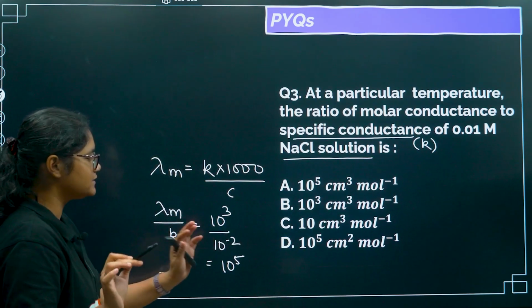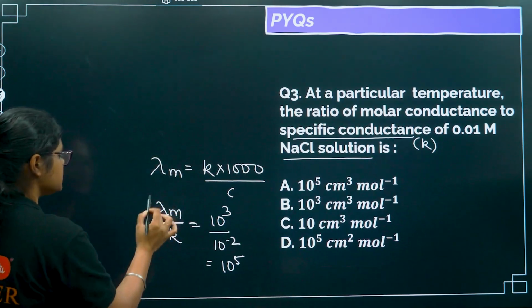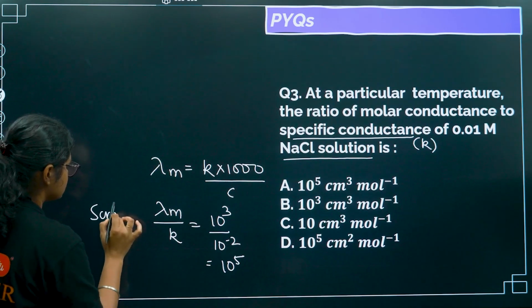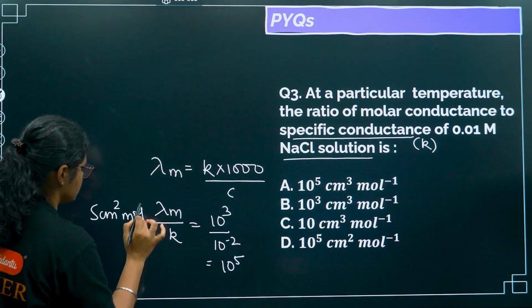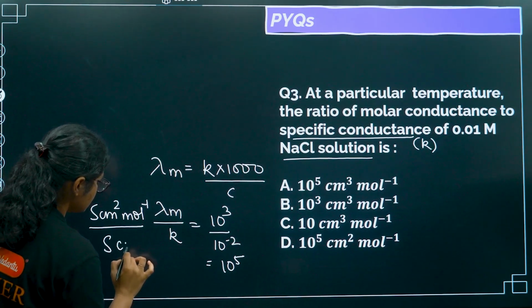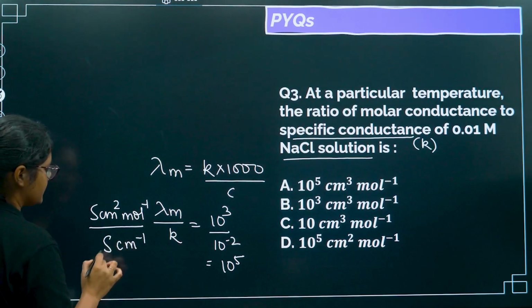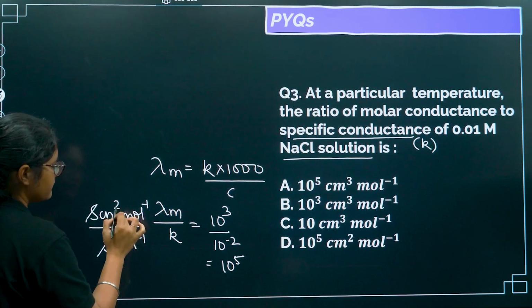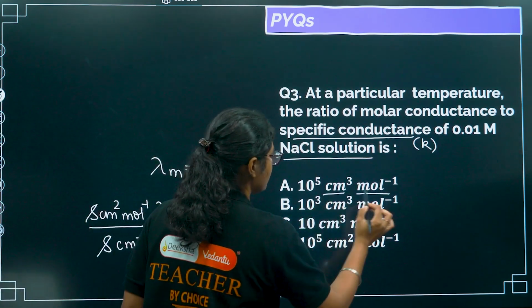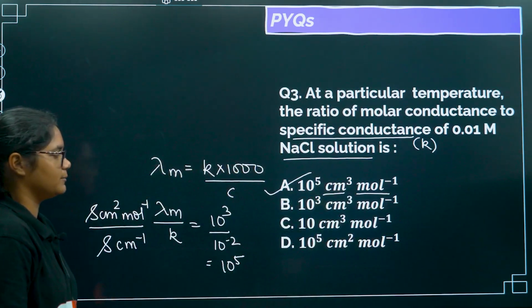Here again, units have to be very clear. What is the unit of molar conductance? S centimeter square mole inverse, right? And for kappa it is S centimeter inverse. So S will get cancelled, and this one will go up, so I'll get centimeter cube mole inverse. So centimeter cube mole inverse, correct answer is option number A.